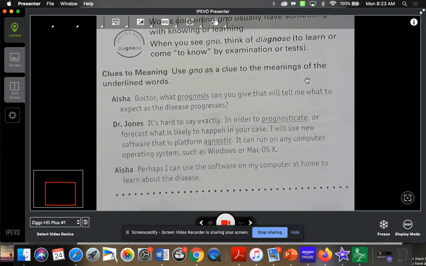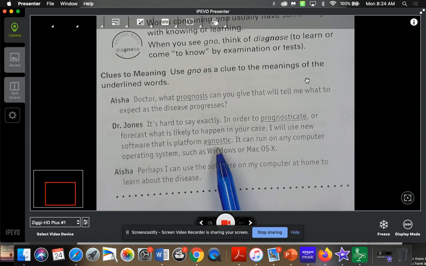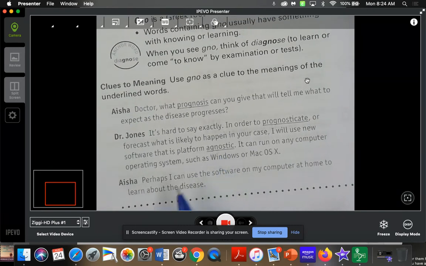Doctor, what's the prognosis? Can you tell me what to expect as the disease progresses? It's hard to say exactly. Looking at that, what is likely to happen with your case. I will use your software as it is platform agnostic. I can learn on any computer operating system, if it's remote or not. Perhaps I can use software on my computer at home to learn about the disease.